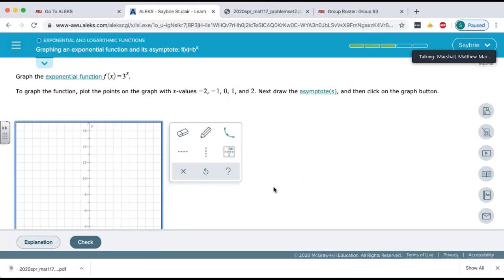Okay, would you know how to do 3 to the negative 2? Yep. How would you do that? Because I get 3 to the negative 2 over 1. I'm going to flip-flop that, so that's 1 over 3 to the positive 2.